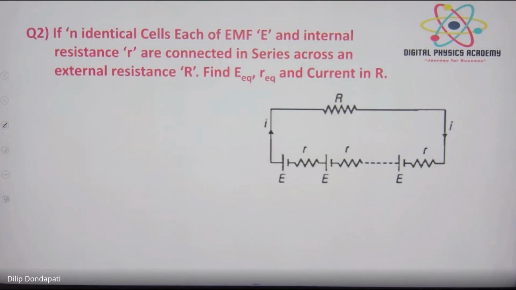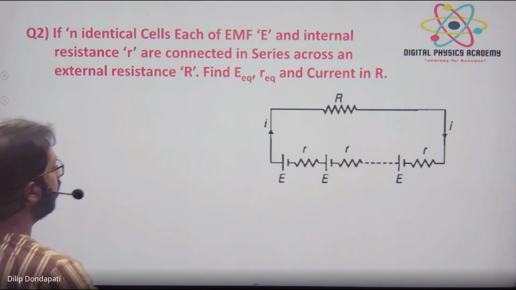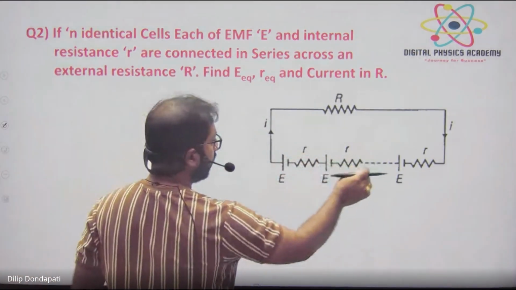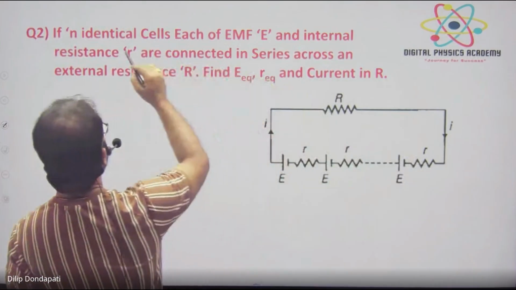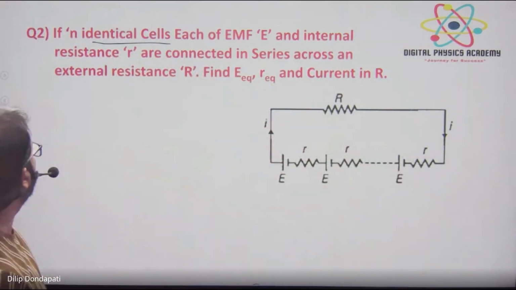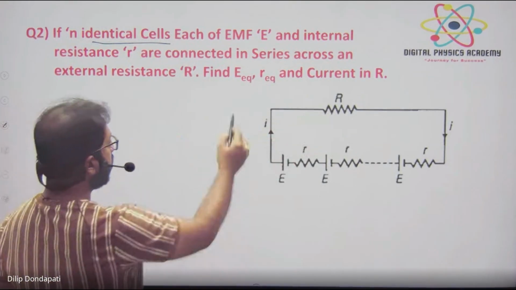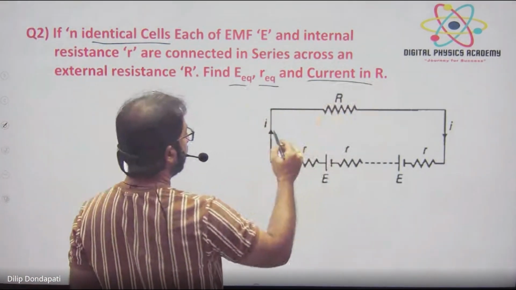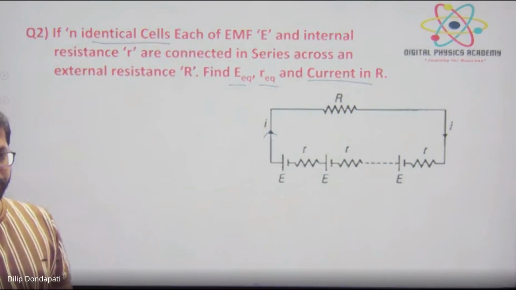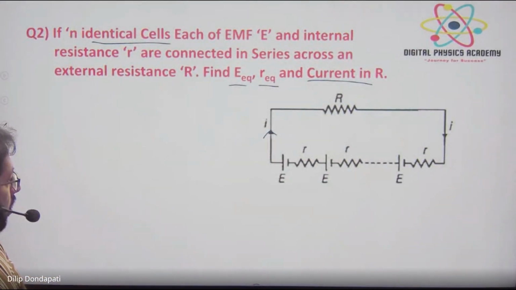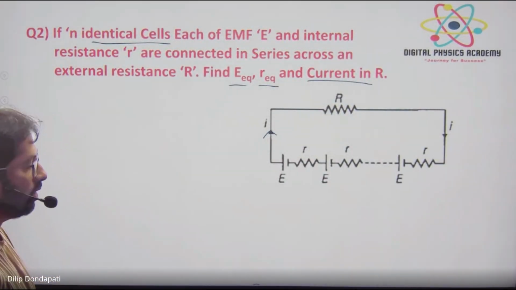N identical cells, each of EMF E and internal resistance small r. All are E and small r. N cells are there. Okay. And external resistance is capital R. He's telling to find E equivalent, R equivalent, and current in the resistance. All voltages are the same, all resistances are the same.